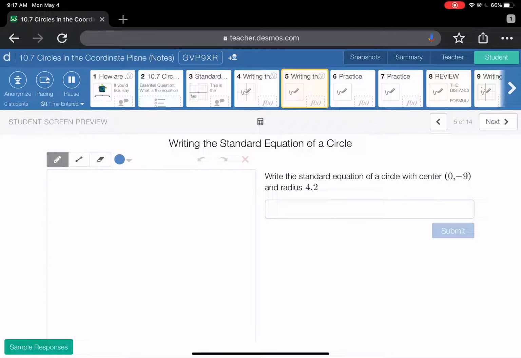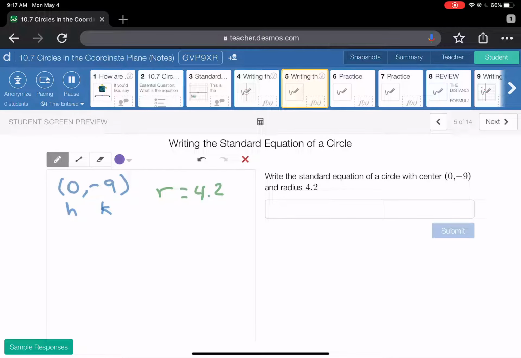All right, so let's do the same thing now, but there's no image here. It gives us the point and it gives us the radius. So it gives us our center. So our center is (0, -9). So that is h and k. And then we have our radius, which is 4.2.